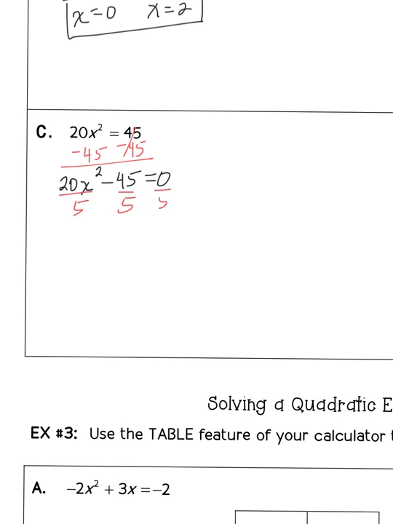So you could divide it over here and just say that you've got 4x squared minus 9 equals 0.